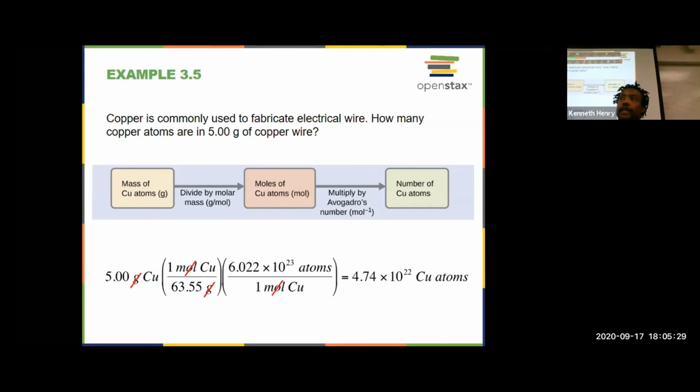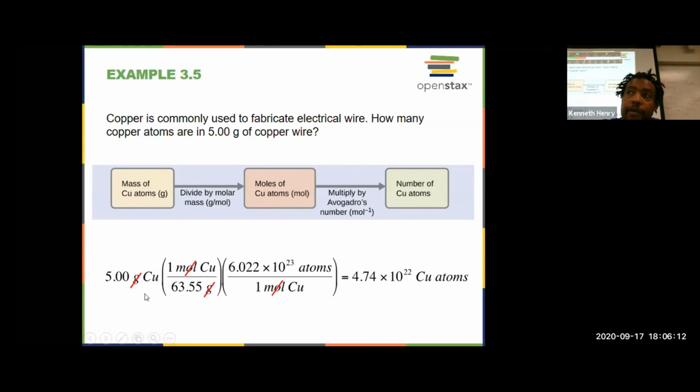Right. So here it says, copper is commonly used to fabricate electrical wire. How many copper atoms are in 5.0 grams of copper wire? So here we're going to be going from mass, we're starting with mass, to moles, to the number of atoms, okay? So we know the mass, and we know how to convert the mass. We use the atomic mass, or the molar mass.